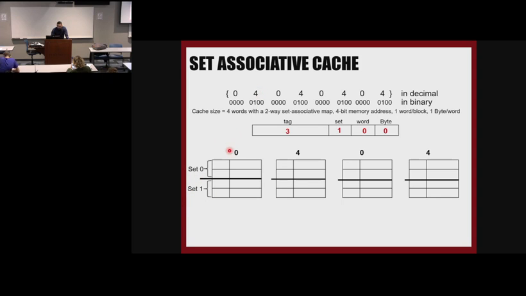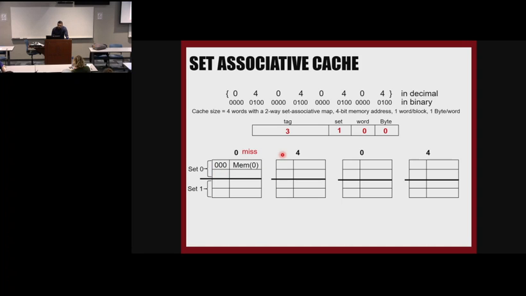Right? So here I'm going to have a compulsory miss anyways because there's nothing in the cache. So now we have a miss, but the 0 is going to sit in set 0. Within this set, we do have flexibility. It can sit anywhere in the set. The tag has 3 bits, we're going to have 0, 0, 0 here.